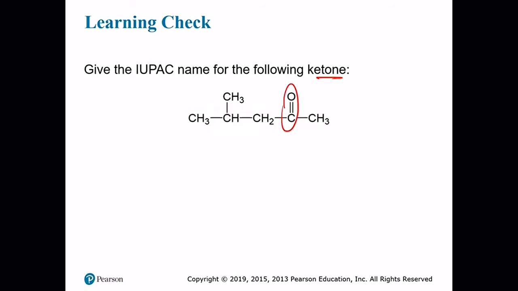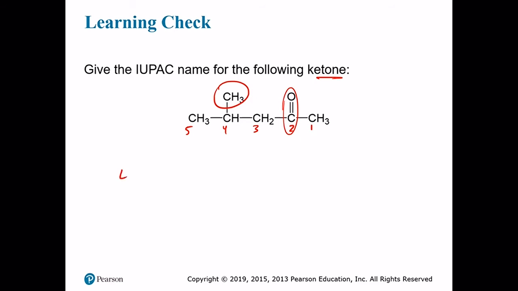The carbonyl carbon is here, which is closest to this end. So this would be carbon number 1. And then this would be carbon 2. This would be 3. This would be 4. And this would be 5. So we have a ketone with the carbonyl on the 2nd carbon. And we have a methyl on the 4th carbon.